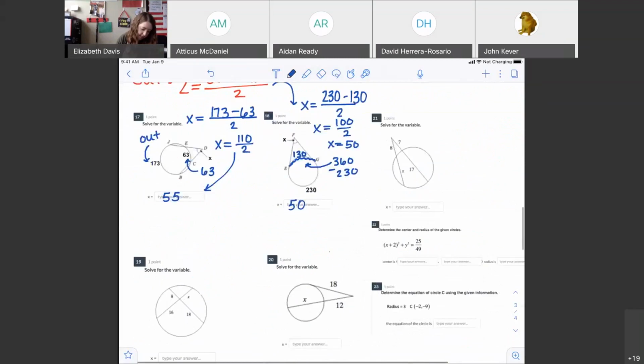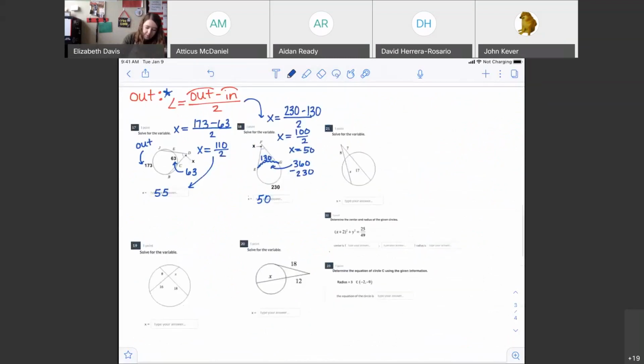Number 19. Remember, for segments, since we're inside the circle, part times part equals part times part. That's what we're doing for number 19. So I will give you a second to try this one.